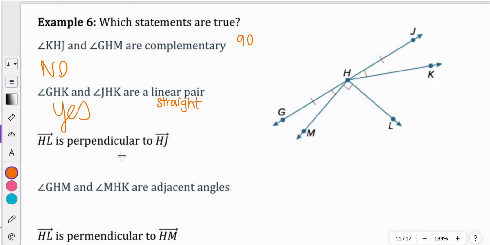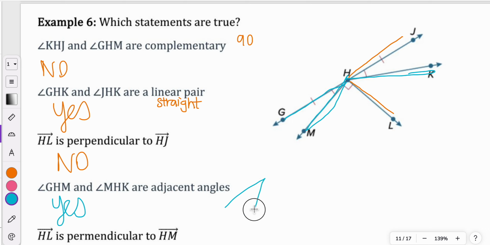HL is perpendicular to HJ. Here's HL. Here's HJ. They are not making a perpendicular line because there's no indication that these are equaling 90 degrees. So we're going to say no for that one. GHM and MHK are adjacent angles. If you look closely, here's GHM, and then MHK also shares that same side. So yes, we would say that they are adjacent.